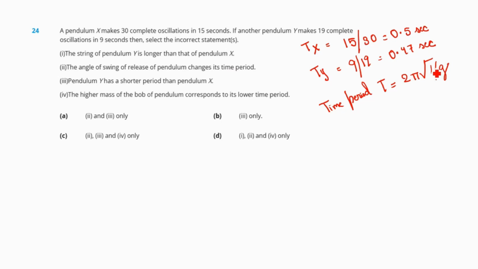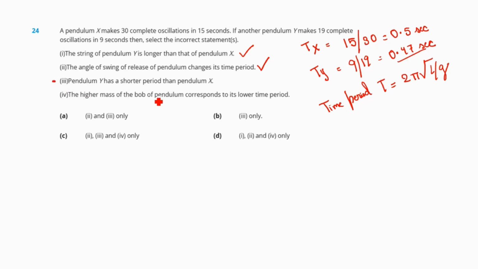So here the time period of the pendulum is not affected by the mass of the pendulum and the angle of the swing, right? So here the first statement is correct. The string of the pendulum Y is longer than the pendulum X. This is incorrect. The angle of swing to release the pendulum changes its time period. This is also incorrect. Pendulum Y has a shorter time period than pendulum X. This is correct because it is 0.47 and this is 5. So this is a correct statement.